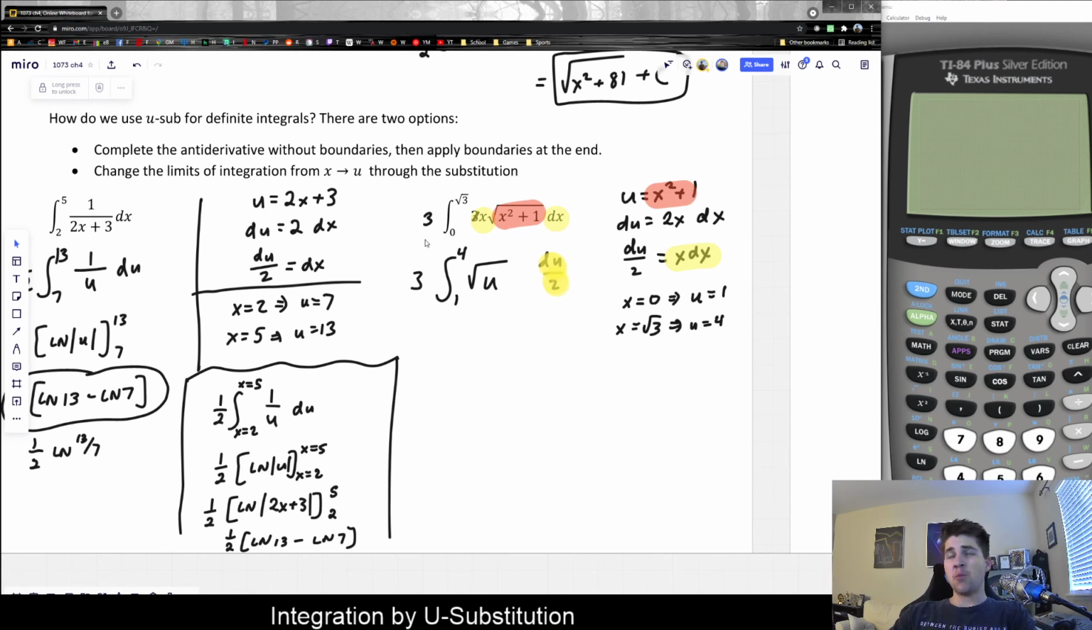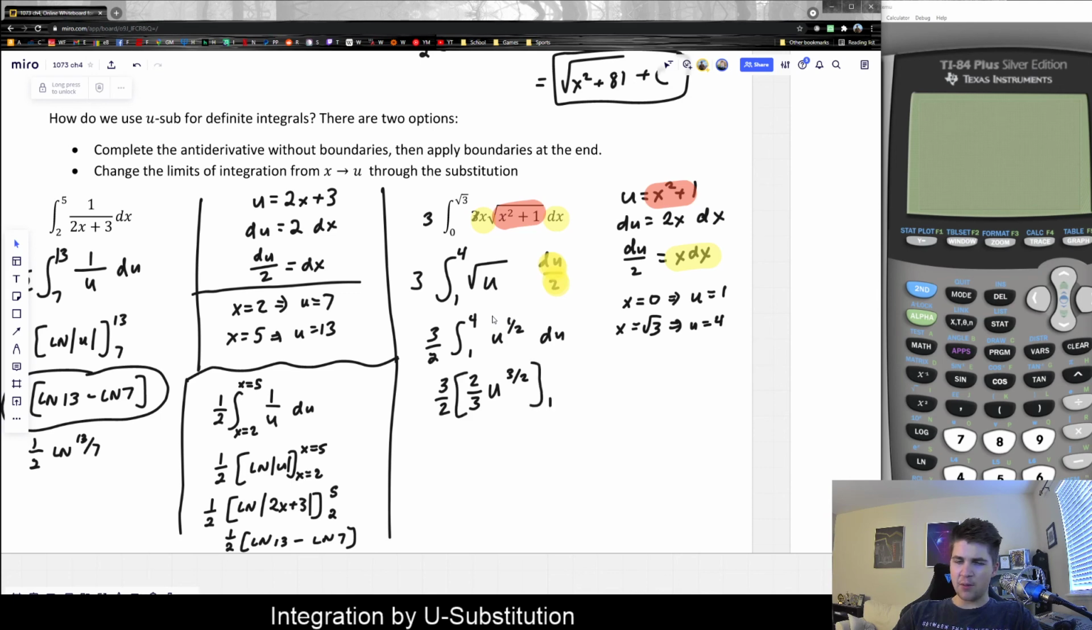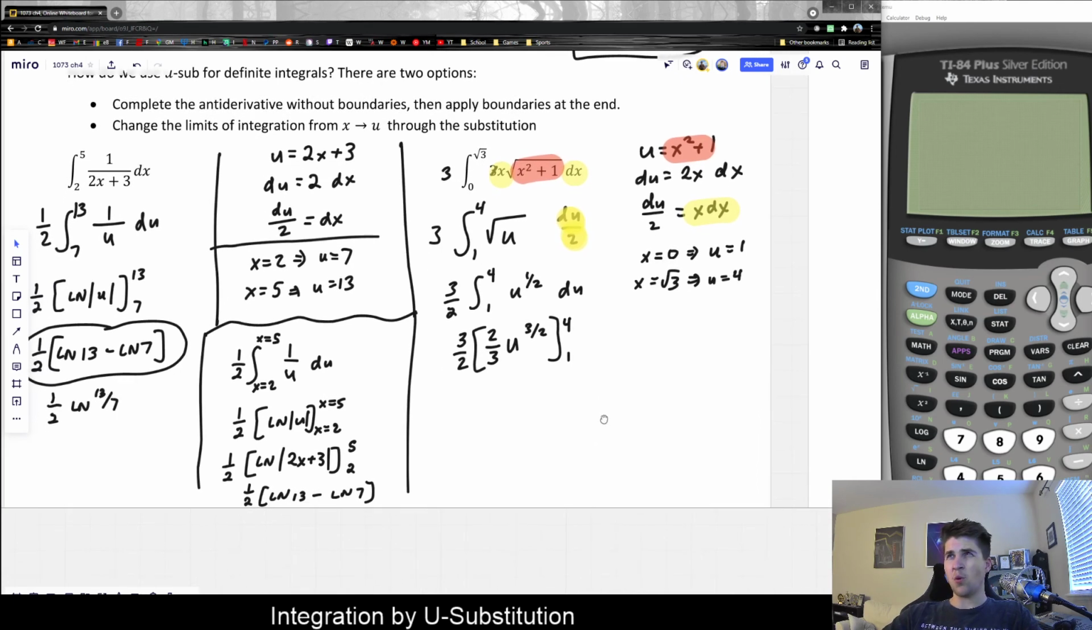And again, I could pull the 1/2 out front. This would leave me with 3/2 times the integral of the square root of u, which I could write as u to the 1/2, with respect to u, from 1 to 4. And now I just have a simple power function. I could use the power rule. So adding 1 would give me 3/2, and I need to drop the reciprocal. I have a 3/2 up front, and this will all be evaluated from 1 to 4.